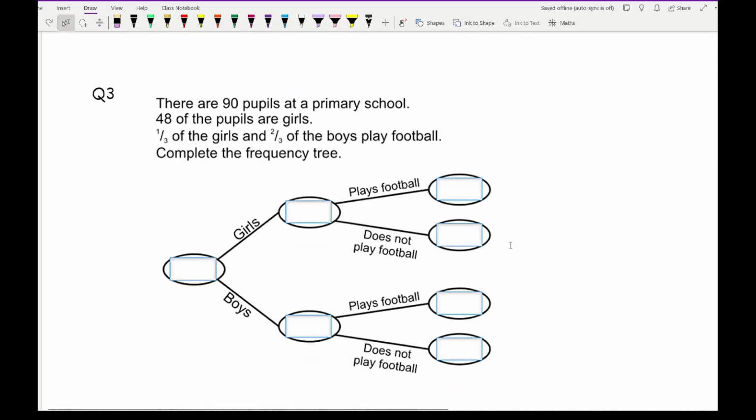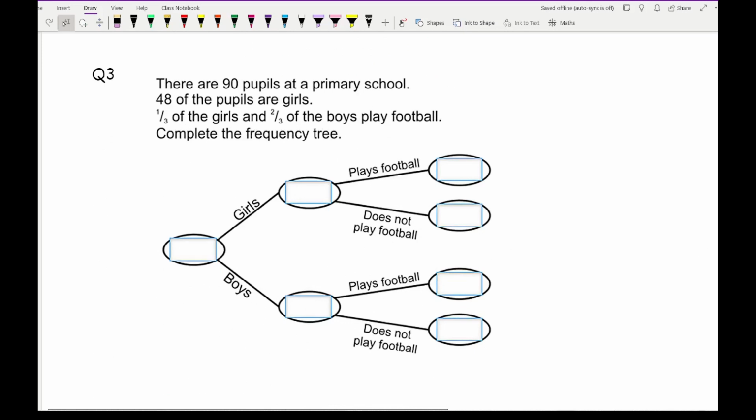And then looking at example 3, it says there are 90 pupils at a primary school. 48 of the pupils are girls. A third of the girls and 2/3 of the boys play football. Complete the frequency tree. So now what we're doing is we're introducing fractions.